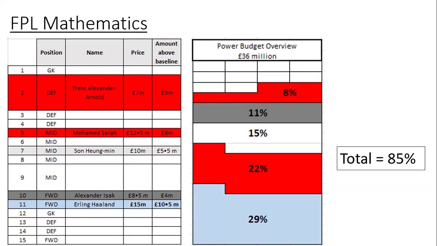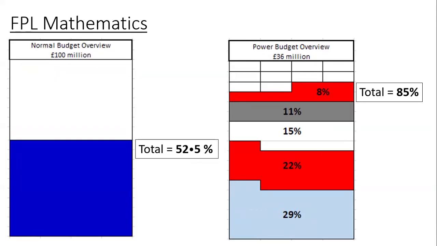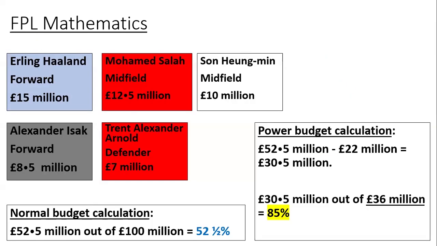Here you can see the percentage of power budget that has been taken up by purchasing these 5 players. 85% of the power budget has been used. Now let's compare with the normal budget overview. So these 5 players cost 52.5 million. That's 52.5%. But of the power budget overview, these 5 players have taken up 85% of that budget.